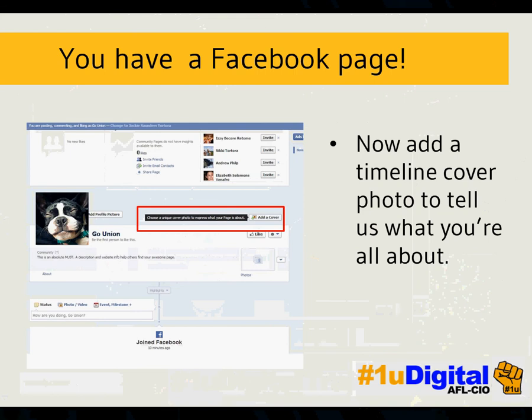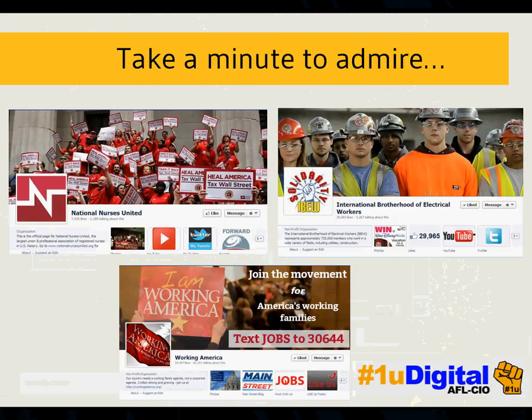Next, you're going to add a timeline cover photo to tell everyone sort of what you're about and give people an idea of what your organization does. You can take a minute to admire these great timeline cover photos from the labor movement. Our power in the labor movement is people and our stories. So take advantage of that when you're envisioning a Facebook timeline cover photo. You can see National Nurses United has a photo of their members, IBEW did the same thing, and Working America has a picture of people at a rally. So those are pretty powerful cover photos.